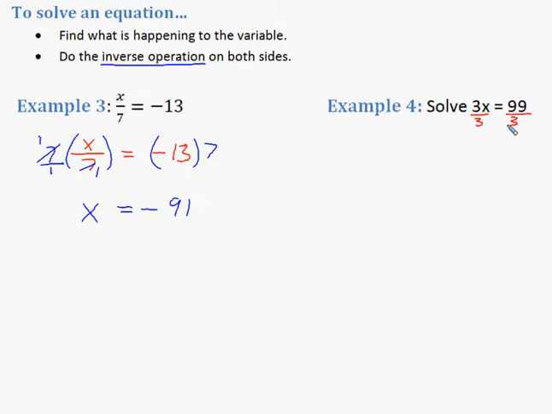On the left side, 3x divided by 3, we know that reduces. And so we're just left with an x. On the right side, we have 99 divided by 3. Some of you might recognize that reduces, or you might have to do the division problem. 3 into 99, that's 3. 3 times 3 is 9. So 33.